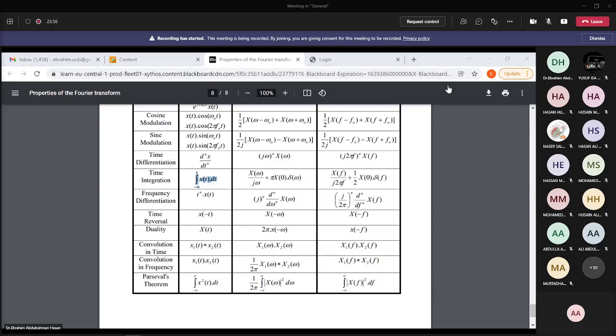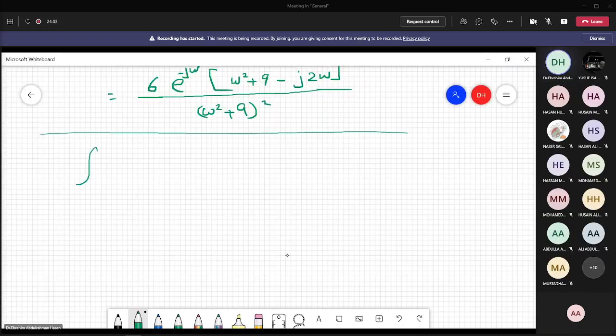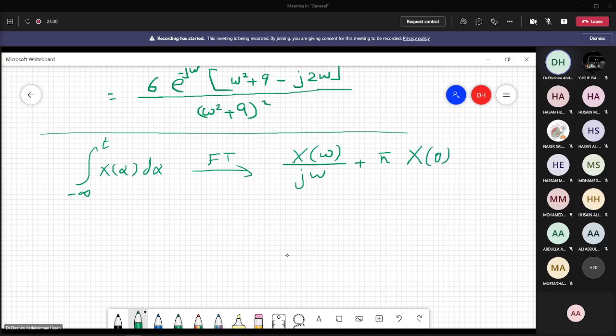Okay, let me see how we can apply this one. Integration of x alpha d alpha from minus infinity to t, its Fourier transform is equal to X of omega divided by j omega plus pi X of 0, meaning evaluate this one at 0, multiplied by delta omega. This is the law.